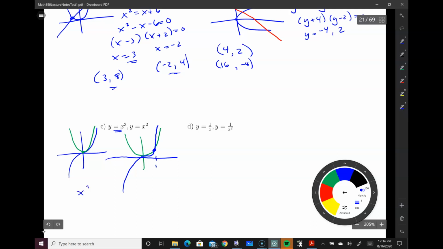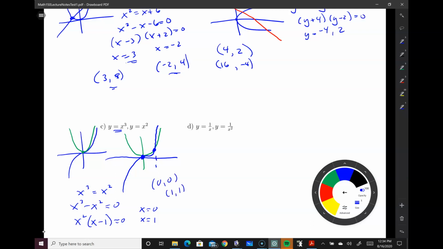So if I set x cubed equal to x squared, and remember I talked about do not divide through by variables. Factor out. So if I factor out an x squared, I get x minus 1. So from this, I see x equals 0 and x equal 1. So they intersect here and they intersect here. And I can see that those would be the points 0, 0, and 1, 1. So just know sometimes you're going to have to investigate further to find out where they intersect. So let's finish this one.